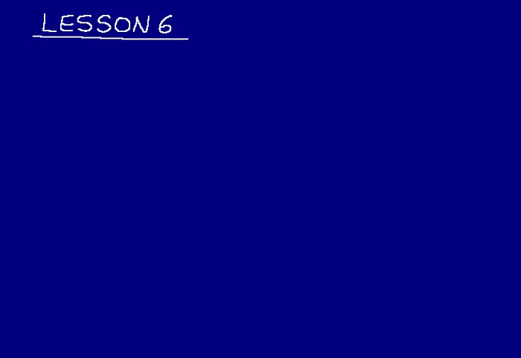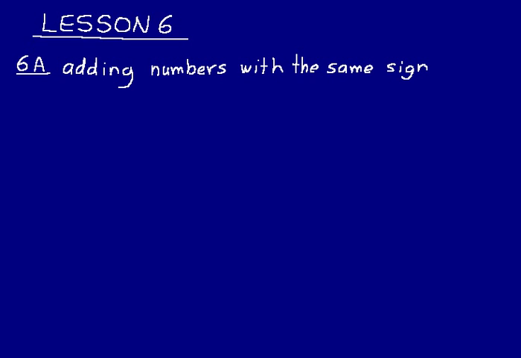Lesson 6 is kind of a continuation of Lesson 5, where we'll talk more about adding algebraically. First, let's talk about adding numbers with the same sign, and then we'll talk about adding numbers with different signs. And we'll just be working with pairs of numbers right now. Eventually, we'll have more than just two numbers to add. Let's just do some practice problems.